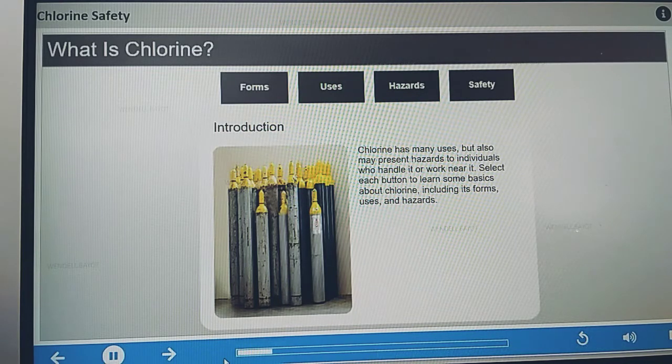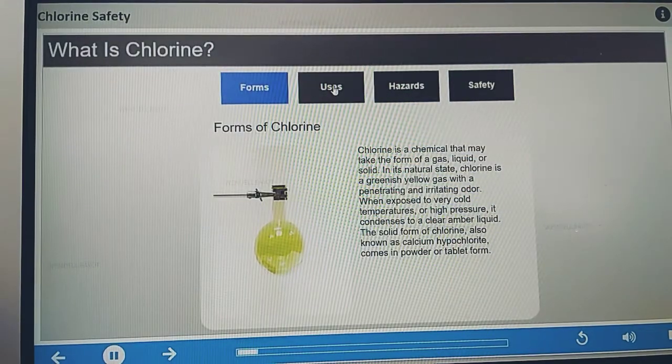Chlorine has many uses, but also may present hazards to individuals who handle it or work near it. Select each button to learn some basics about chlorine, including its forms, uses, and hazards. Chlorine is a chemical that may take the form of a gas, liquid, or solid.